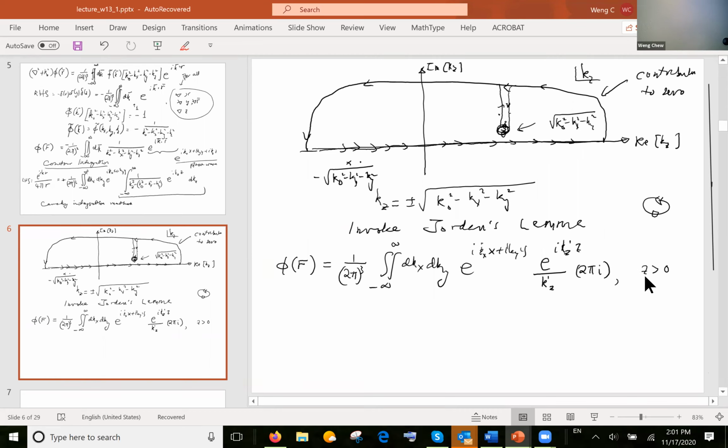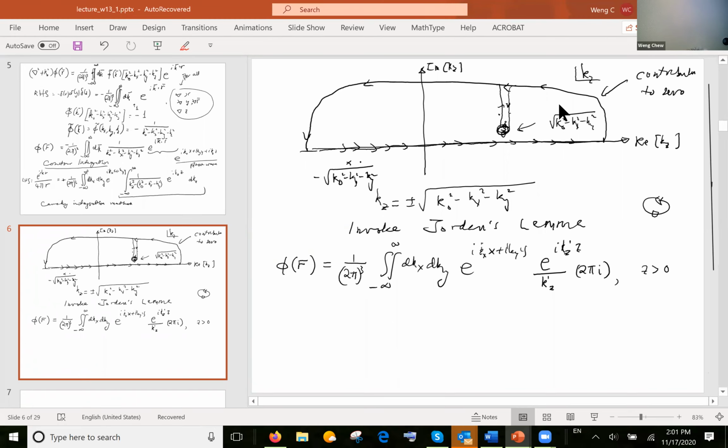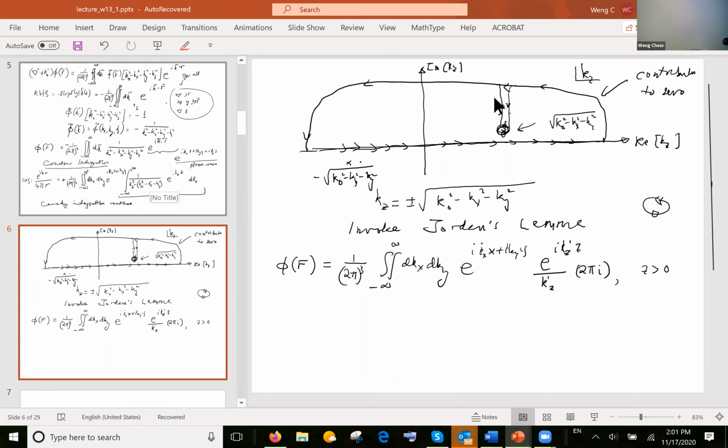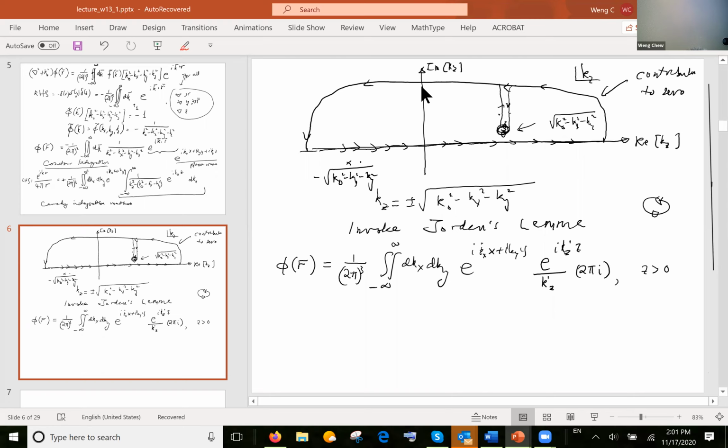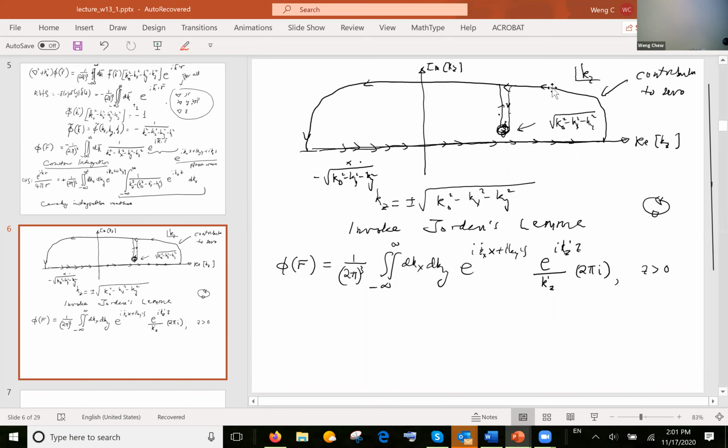You can show that the contribution to the contour here is 0 only if z is positive, because over here, kz is very large in its positive imaginary value. So if z is positive, then this thing becomes exponentially small. So you can only detour upward only when z is larger than 0.